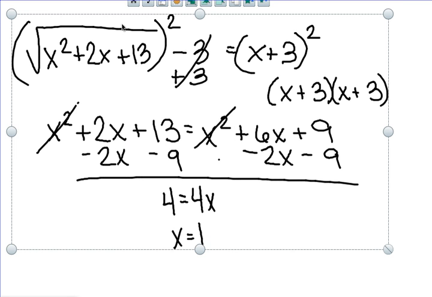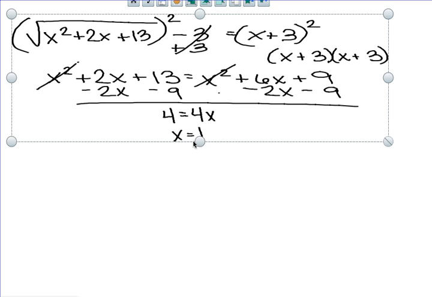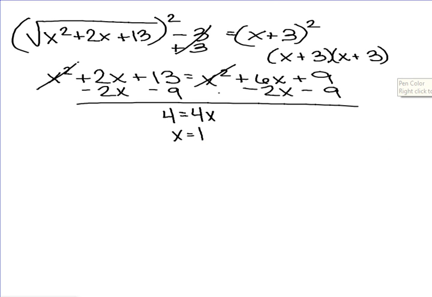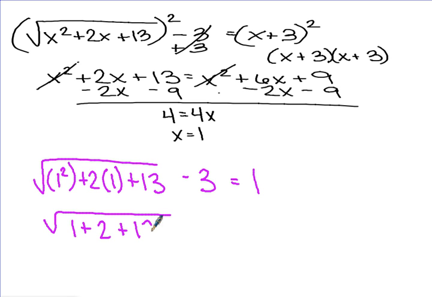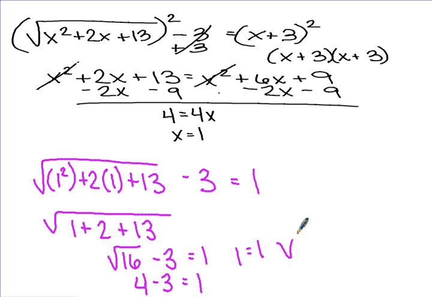So, let's shrink this. We have some room to work. All right, if I substitute, I have 1 squared plus 2 times 1 plus 13, minus 3, and it should equal 1. Well, 1 squared is 1. 2 times 1 is 2. 1 plus 2 is 3. 3 plus 13 is 16. So I've got the square root of 16 minus 3. The square root of 16 is 4. 4 minus 3 is 1. 1 is equal to 1, so it checks. 1 is a real solution to the equation.